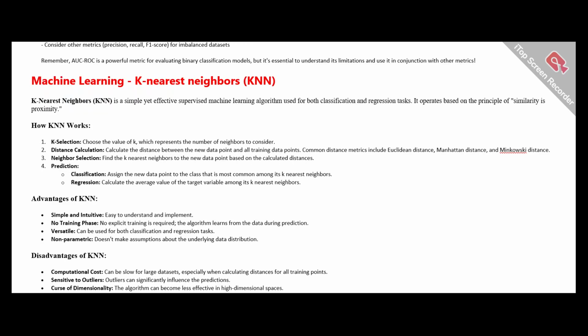Python libraries for AUC ROC. Scikit-learn: sklearn.metrics.roc_auc_score, sklearn.metrics.roc_curve. TensorFlow: tf.keras.metrics.AUC. Best practices. Use AUC ROC for binary classification problems. Compare AUC ROC across models and thresholds. Consider other metrics, precision, recall, F1 score, for imbalanced datasets.